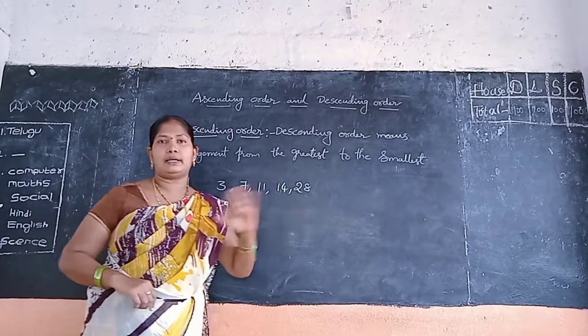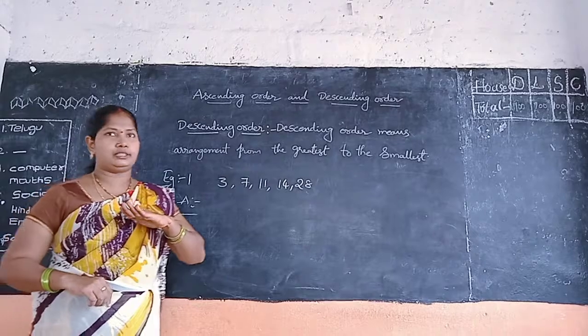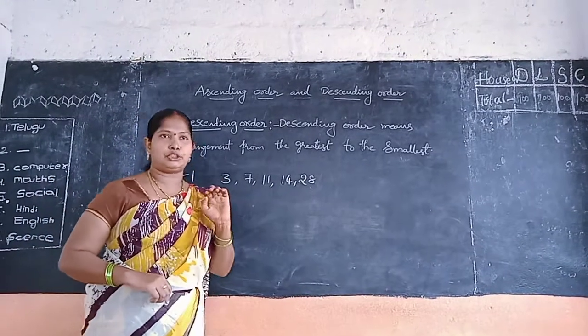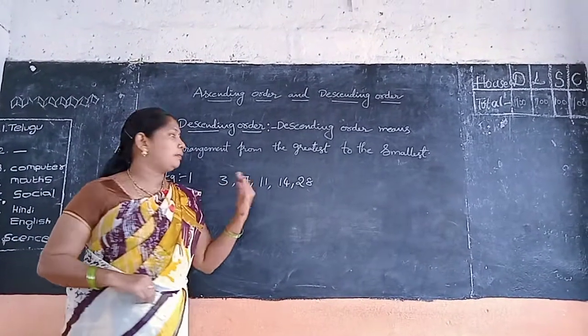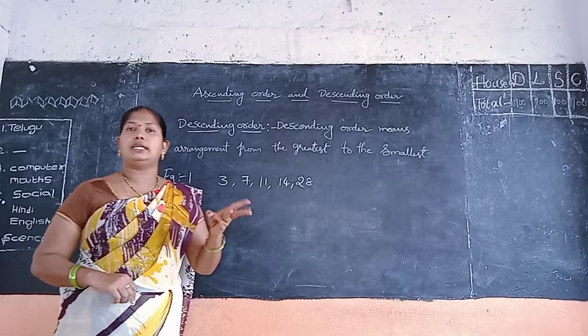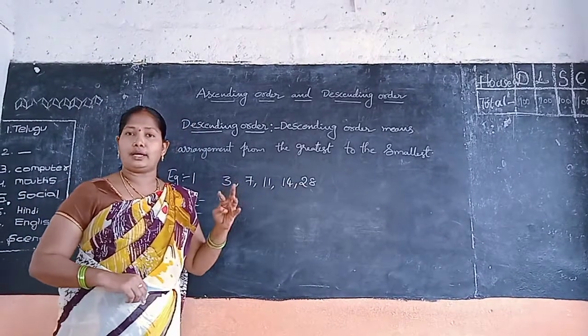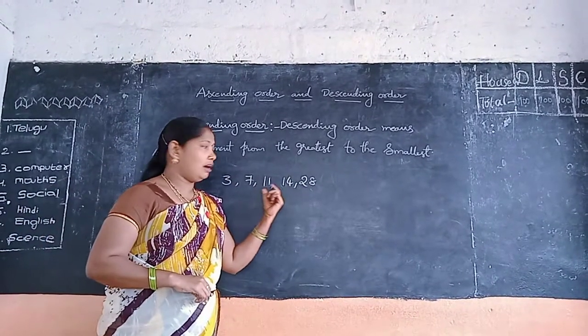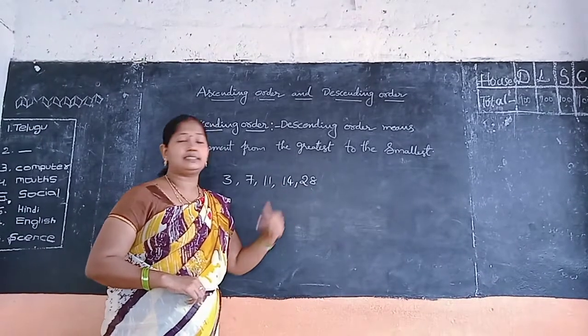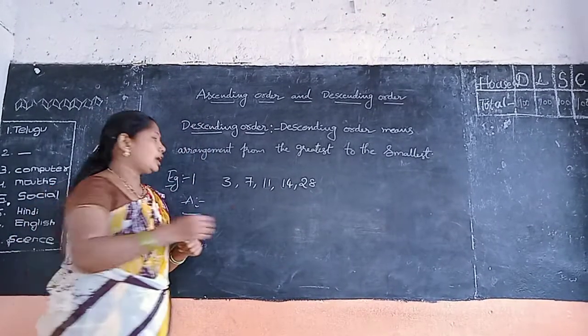A 2-digit number is the greatest number. How to take the 2-digit numbers? 3 numbers are there: 11, 14, 28. Which is the greatest number? How to find out? Now check.